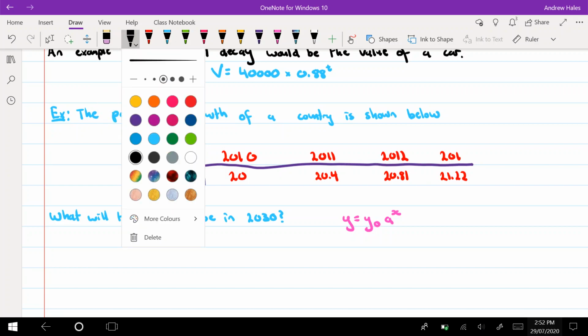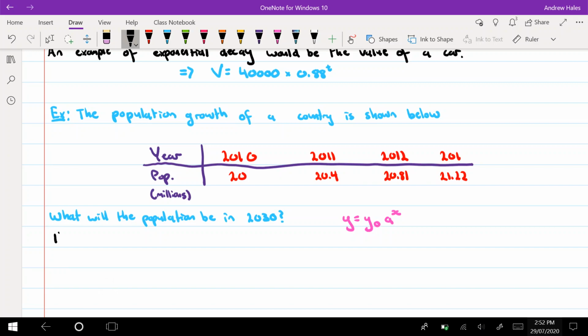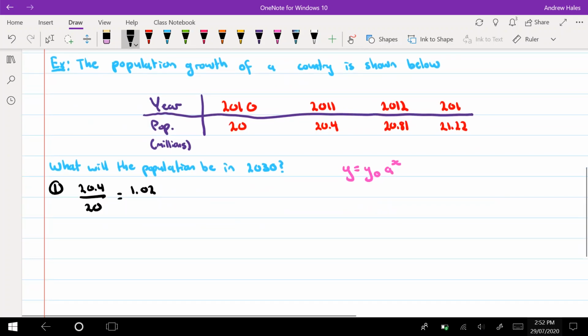Sorry, technical difficulties. So, first time, we're going to divide 20.4 by 20, and that's going to give me 1.02. Alright? But what if it's not exponential? Okay? You need to make sure it has a constant ratio. So you should probably do 2 or 3 of these.